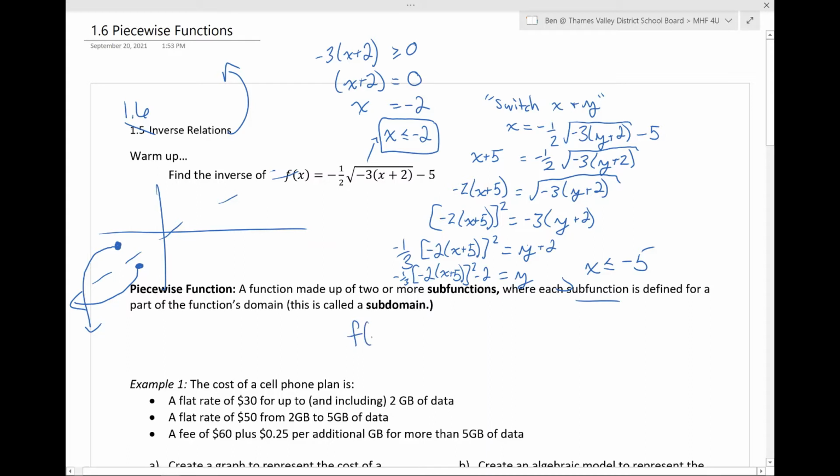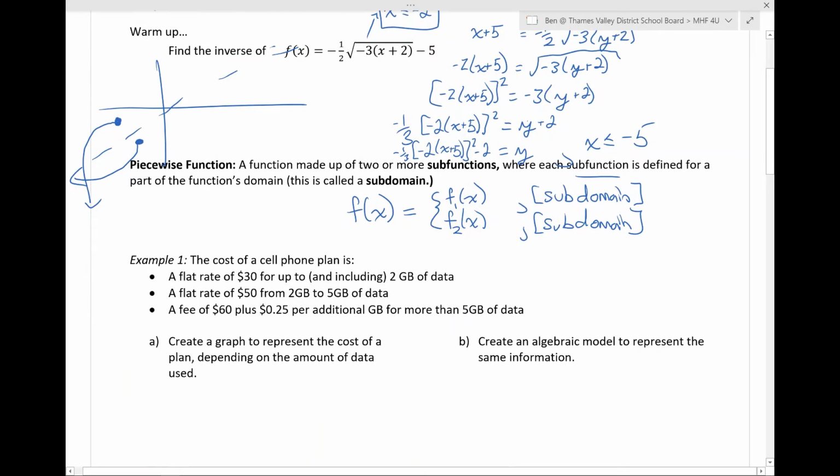So that would look something like a piecewise function would equal, and then we have a squiggly bracket, and we might say f1 of x, where we have a restriction, or rather, I'll give us some square brackets. What we would have here is a subdomain. And then we might have another function, f2 of x, where there's a second different subdomain. Okay, now you should have seen these before. If you've not played around with them, then you will be getting comfortable with them during this lesson.